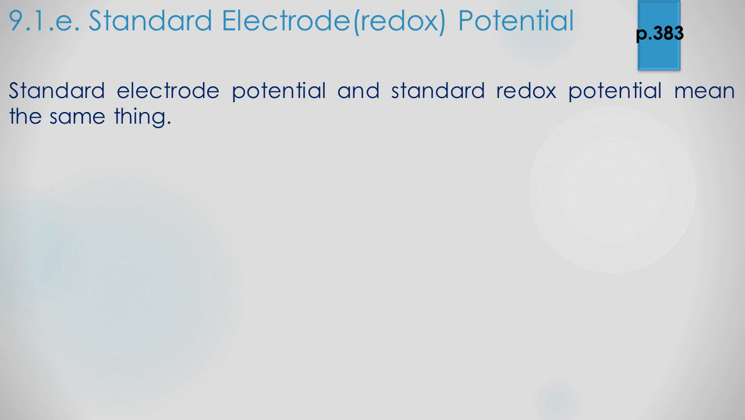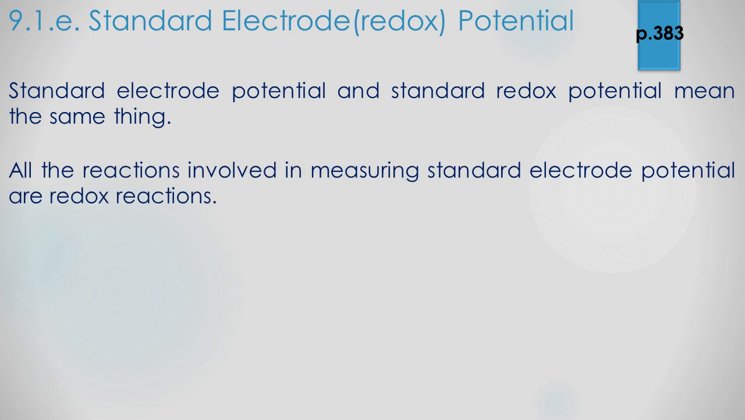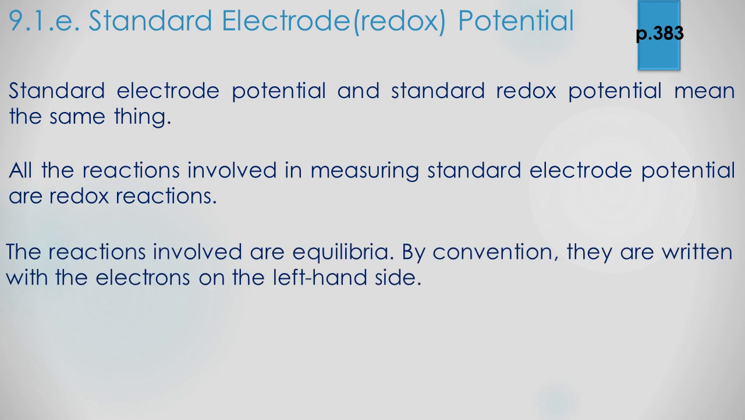Standard electrode potential and standard redox potential mean the same thing, in case you see them. All the reactions involved in measuring standard electrode potentials are redox reactions. Electrons have to be involved: loss and gain of electrons at the same time. The reactions involved are equilibria.